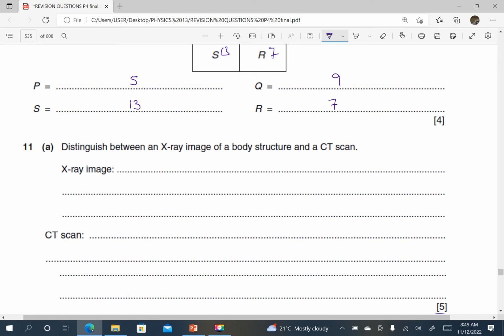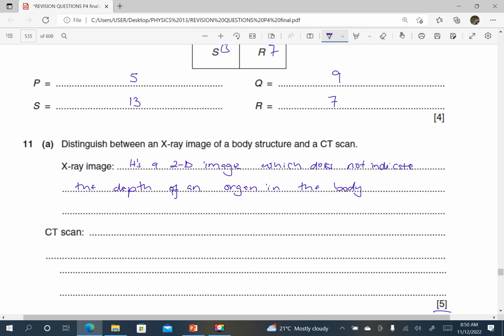So we can say an X-ray image, this one, it's a two-dimensional image which does not indicate the depth of an organ in the body.